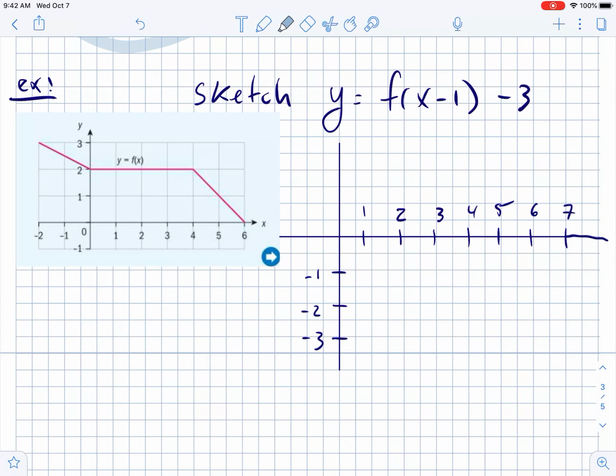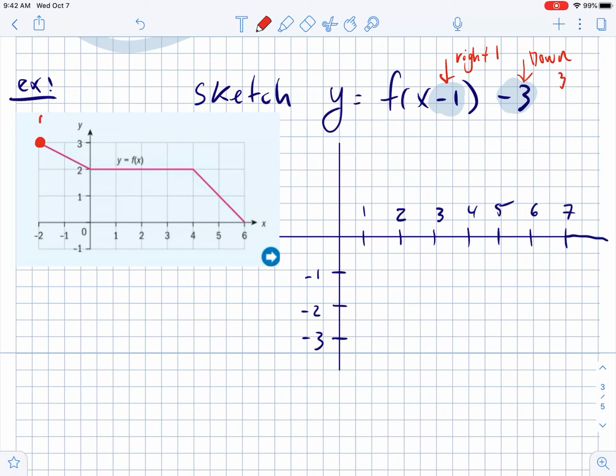Last one, ooh, double trouble. We got 2 transformations, you guys. Here, this is a horizontal translation to the right one. Remember, it's the opposite. So this moves it to right 1. And then this is a vertical translation. It's going to go down 3.